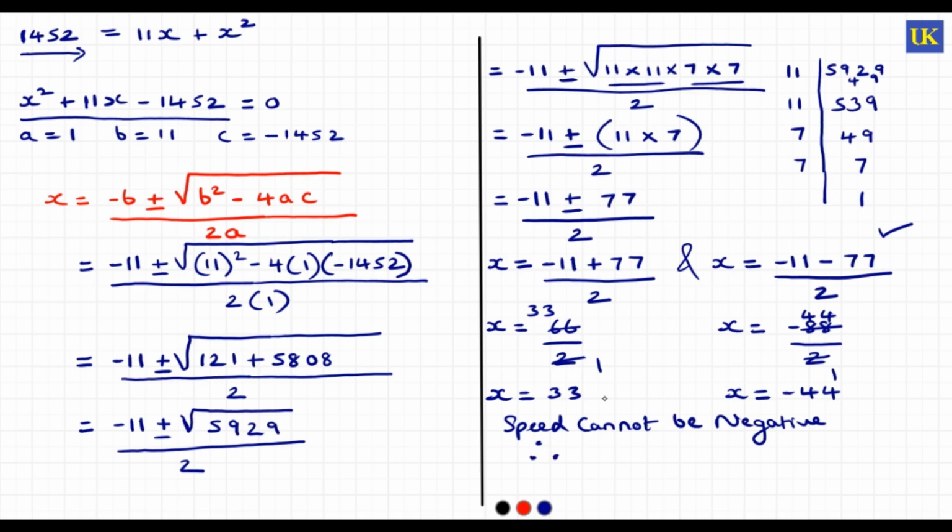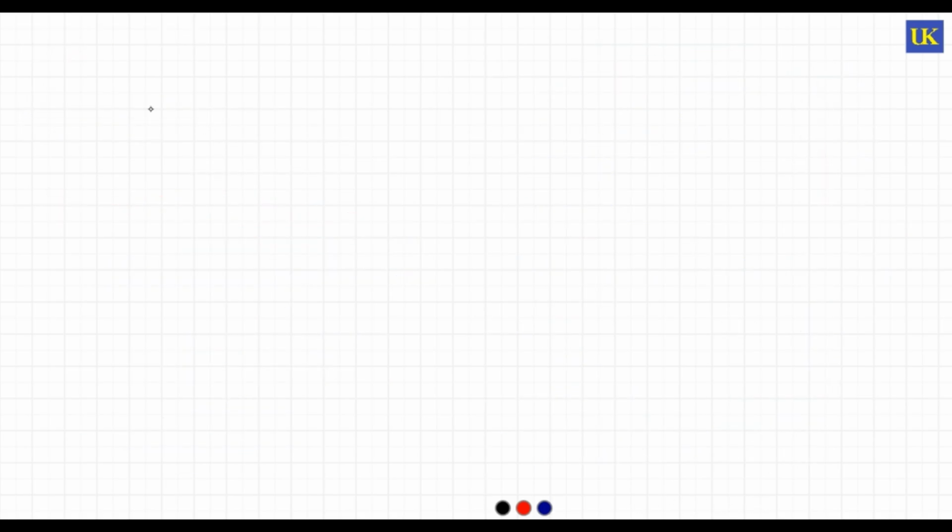Therefore this will become correct and this will become wrong. So therefore we will say that x is equal to 33 is the value, is correct. Now we'll write the final answer on the next page. So now we'll write our final answer.